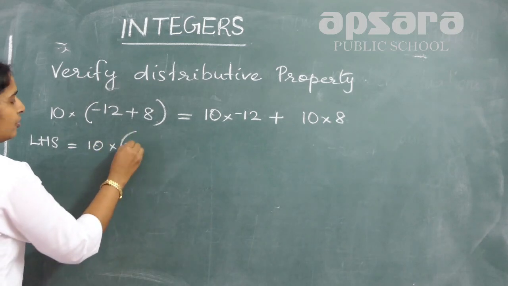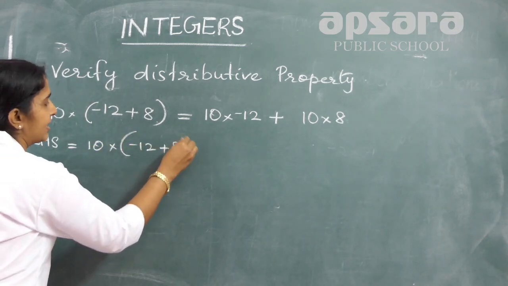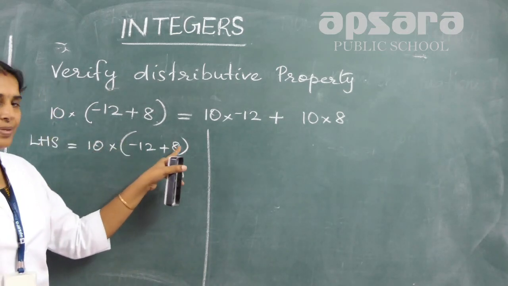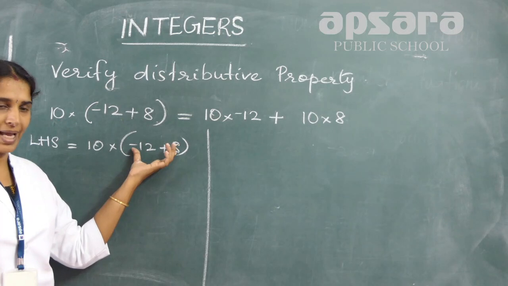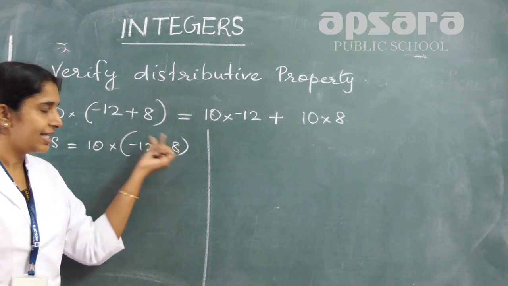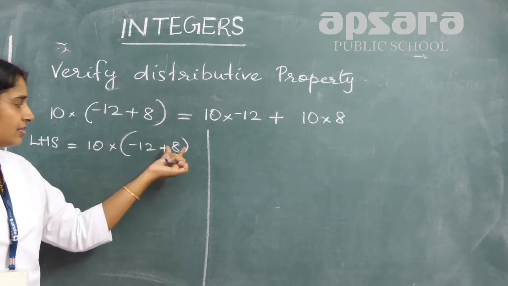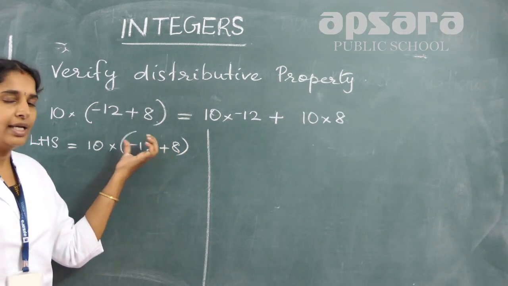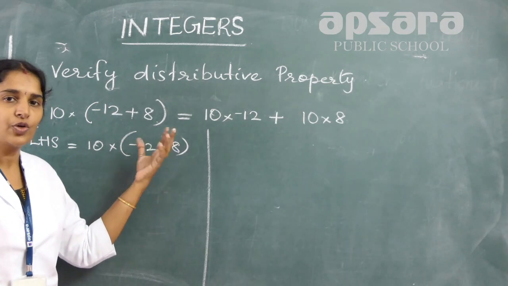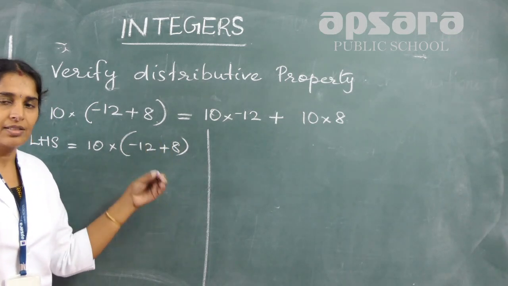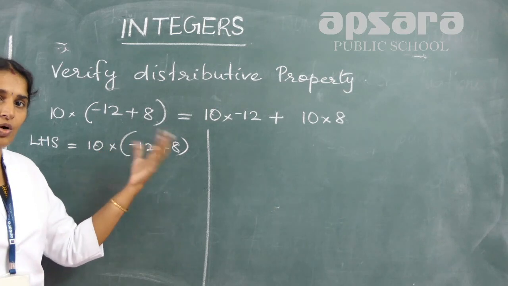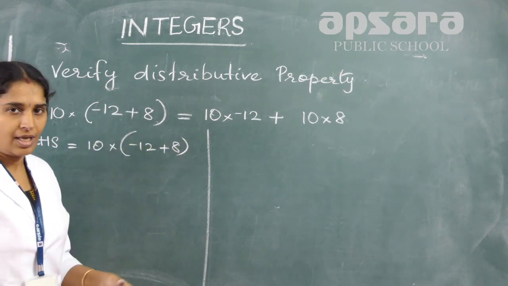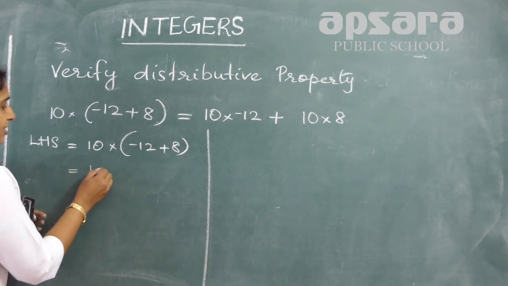10 into minus 12 plus 8. Simplify. First, inside the bracket, minus 12 plus 8. It's a negative integer. This is a positive integer. You have to add. So, in order to add a negative integer and a positive integer, what you have to do? Just subtract the smallest number from the biggest without considering their sign and put the sign of the biggest number. Okay. So, what is the answer there?